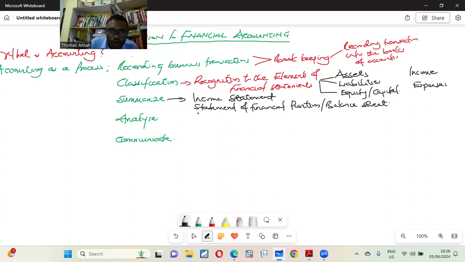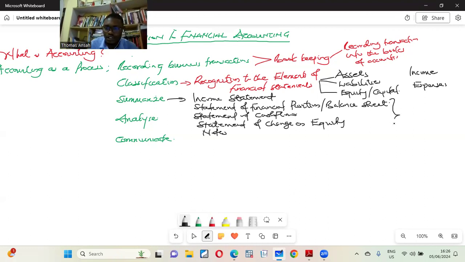Sometimes you prepare what we call cash flow, so statement of cash flow. Again, we have the other 2, which we call statement of changes in owner's equity, statement of changes in equity, and the last one is the notes to the account. So this one is what we call the financial statement. All right, the financial statement is 5. We have 5 financial statements that we prepare.